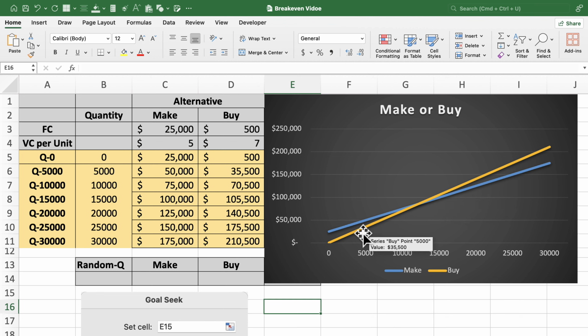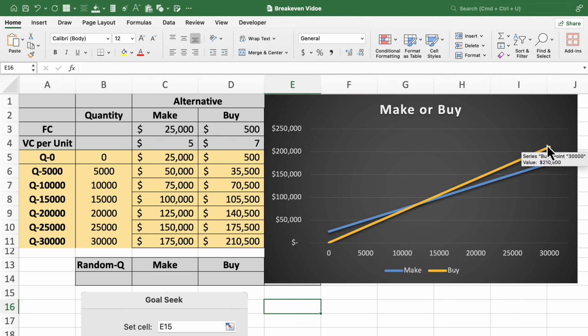This yellow line, which represents the buy option, which was initially under this blue line, now rises. Now things flip after this intersection point. Over here you can see, for example, for 20,000 units, if the demand is 20,000 units, the associated cost is lower in case of the make option and higher in case of the buy option. Similarly, for 30,000, again, this is the cost axis. So with 30,000, the make option represents lower cost compared to the cost associated with the buy option.